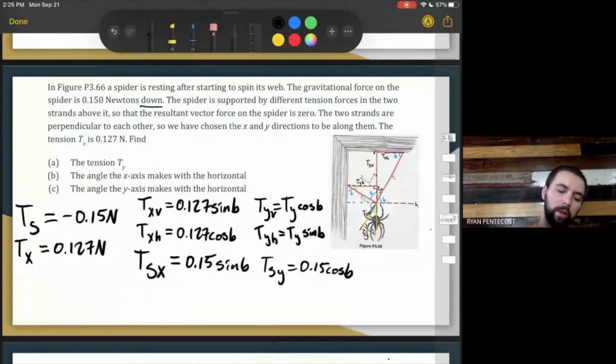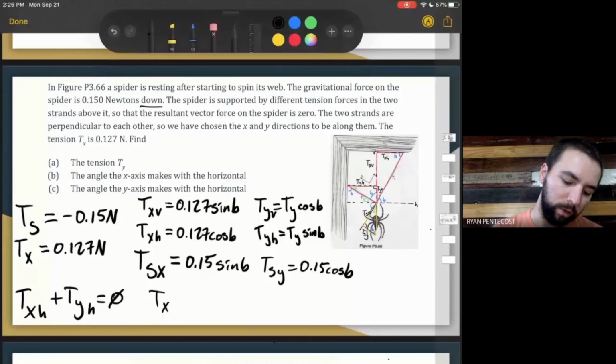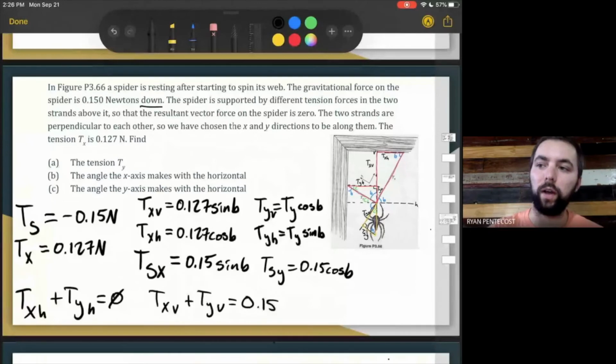So what we know is that this all needs to cancel out. So let's show that mathematically. If we have Tx in the horizontal plus Ty in the horizontal, that must equal 0, right? There is no pulling back and forth in the horizontal. But in the vertical, there is. So if we have Tx in the vertical plus Ty in the vertical, that needs to equal 0.15 because we've got a negative 0.15 due to that spider.